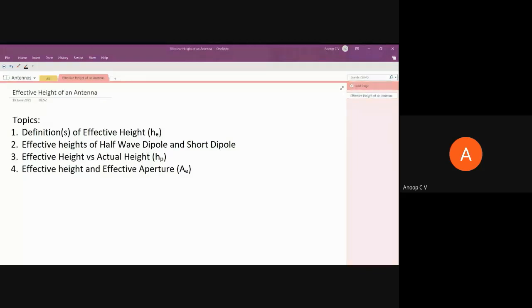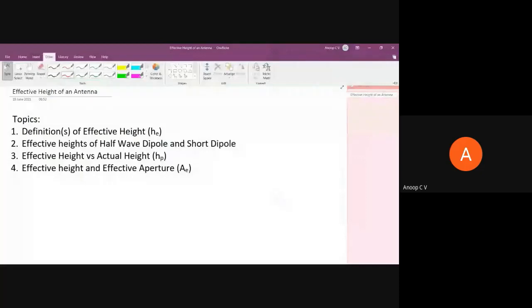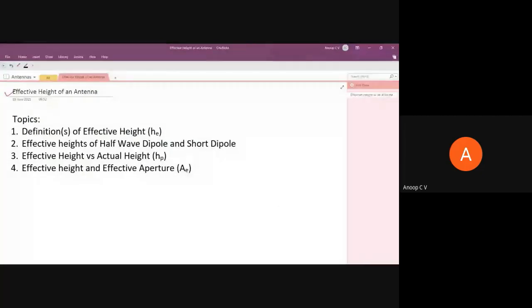Good morning and welcome to yet another online tutorial on microwaves and antennas. So we have been discussing problems in antennas, about various spatial parameters. In today's session, we'll see another very important parameter of an antenna, that is the effective height of an antenna. It's something similar to the effective aperture we have learned.